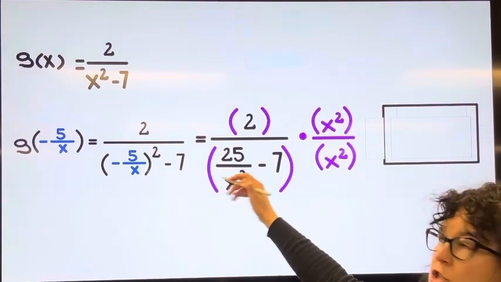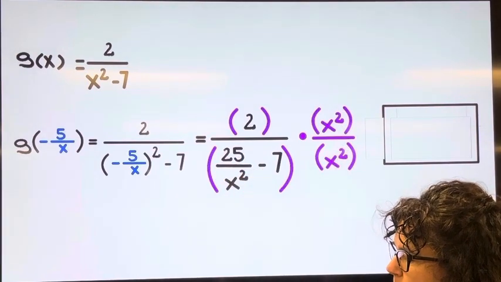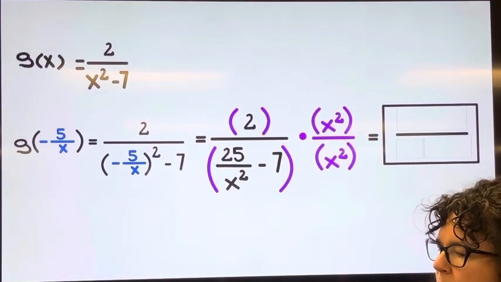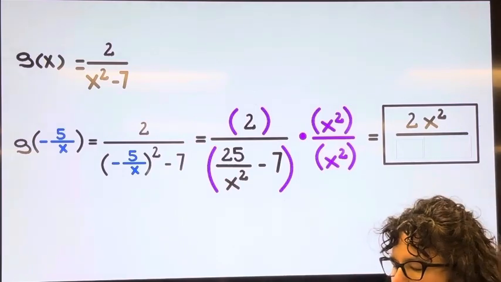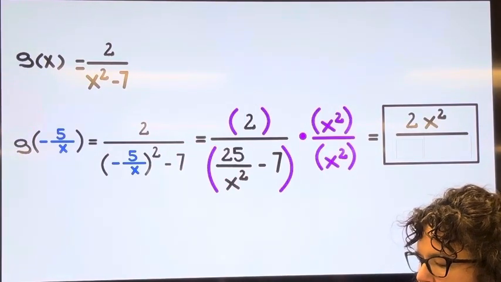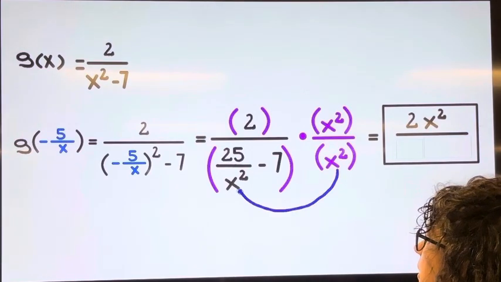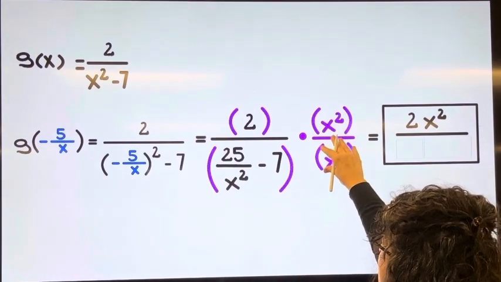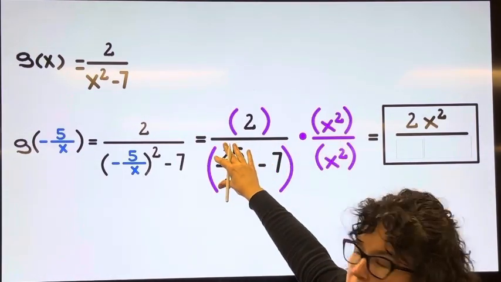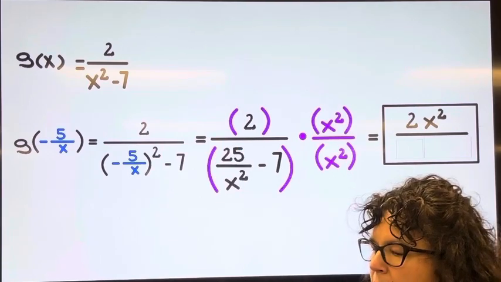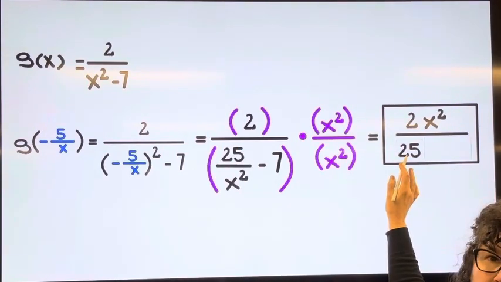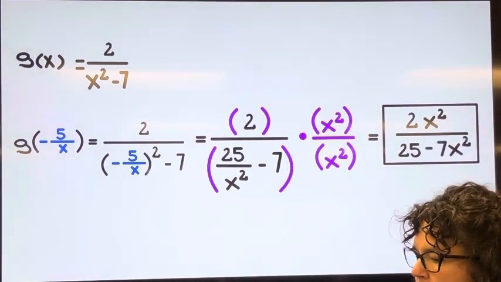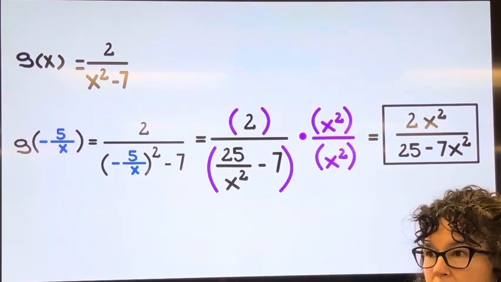When you multiply fractions, you multiply across. X squared multiplied by 2 is 2x squared. I need to distribute this x squared to this fraction and to the negative 7. So when you multiply x squared times this first fraction, the x squareds cancel, and all I have left is 25. And then x squared multiplied by negative 7 is negative 7x squared.